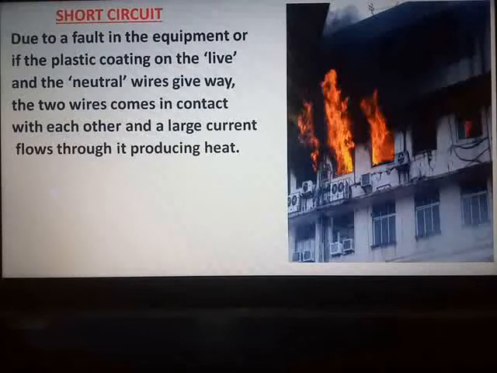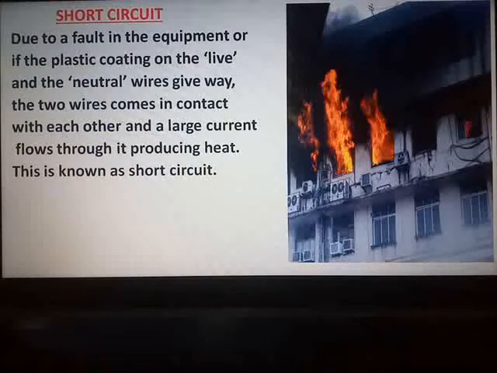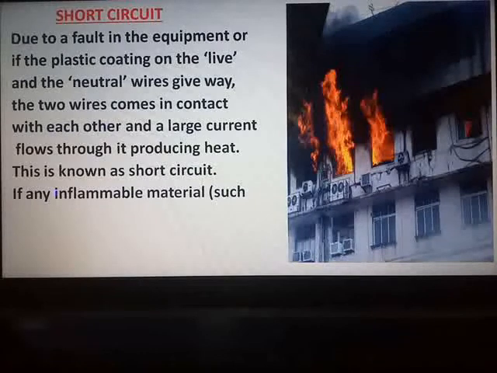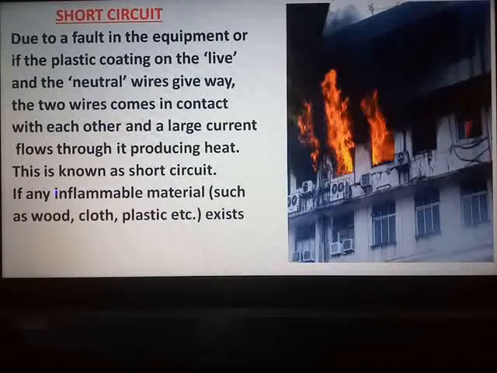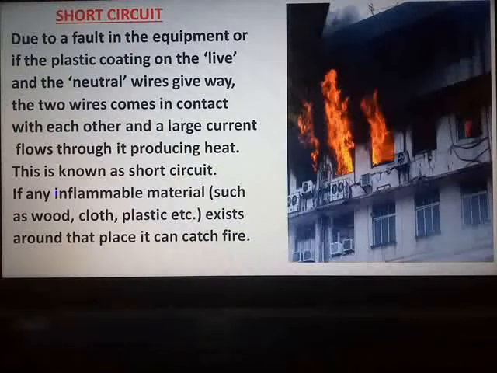What happens during a short circuit? During a short circuit, the resistance of the circuit becomes very small, and hence a huge amount of current flows through it. In such a case, if any inflammable material such as wood, plastic, etc. exists around that place, then it can catch fire, and hence to prevent such a short circuit, a fuse wire is always used as a precautionary measure.